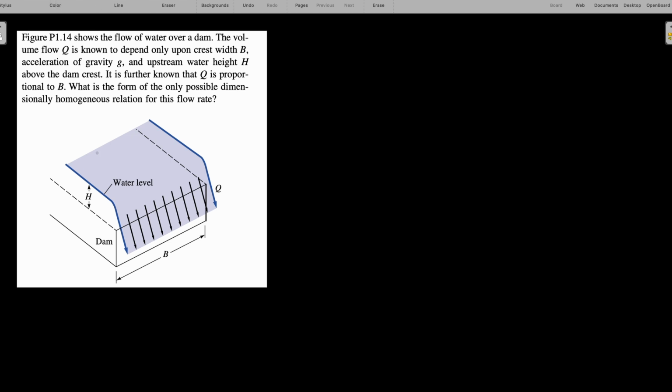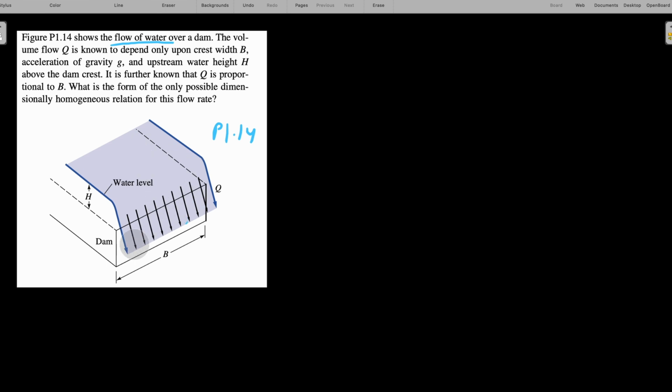Okay, this is figure P1.14. It shows the flow of water over a dam. The volume flow Q is known to depend only upon crest width, acceleration, and upstream height. Okay, there are three quantities here.